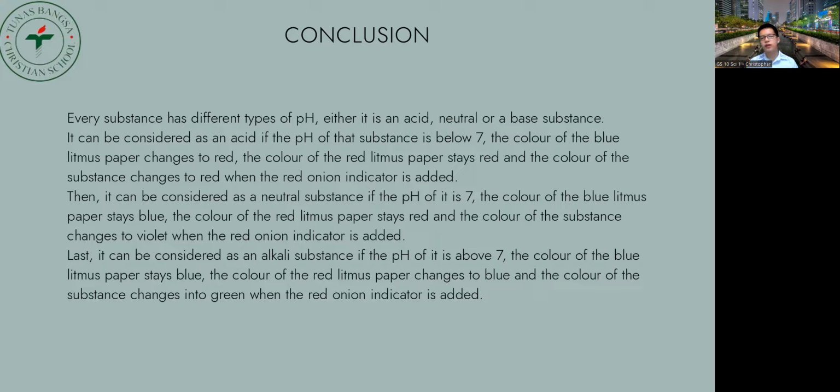Then it can be considered a neutral substance if its pH is 7. The color of the blue litmus paper stays blue, the color of the red litmus paper stays red, and the color of the substance changes to violet when the red onion water indicator is added. Last, it can be considered an alkali substance if its pH is above 7. The color of the blue litmus paper stays blue, the color of the red litmus paper changes to blue, and the color of the substance changes into green when the red onion water indicator is added.